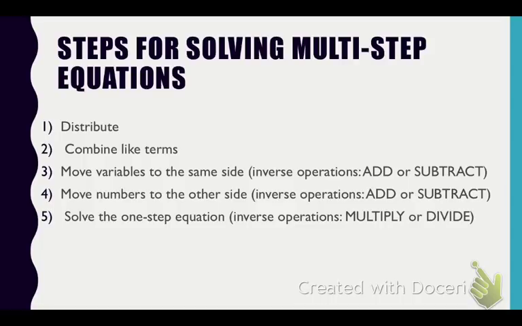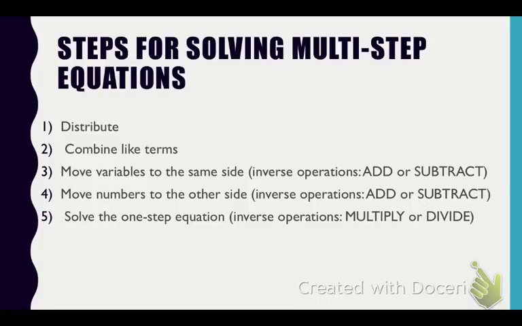In order to get full credit for today, you need to turn in your notes and the work that I'm having you do. So your steps for solving multi-step equations are: 1, distribute. You always distribute first. Then you combine like terms, and those are the terms that are the same on the same side of the equal sign.